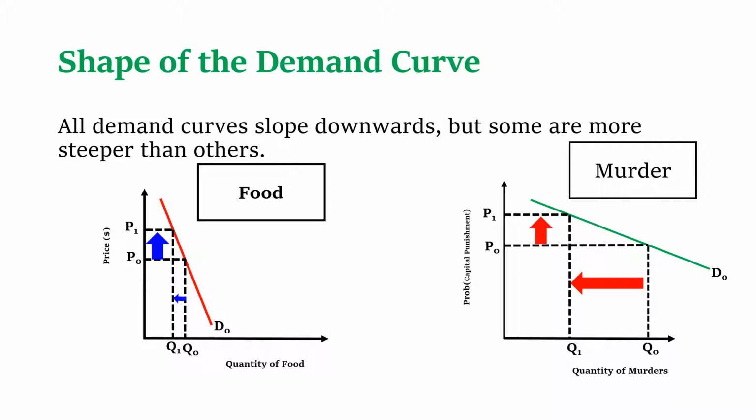Now, the shape of the demand curve. If you look at the demand curve here, right? This is the demand curve for food. Now, why is it so steep like that? Why? Can anybody tell me why the demand curve for food is so steep?